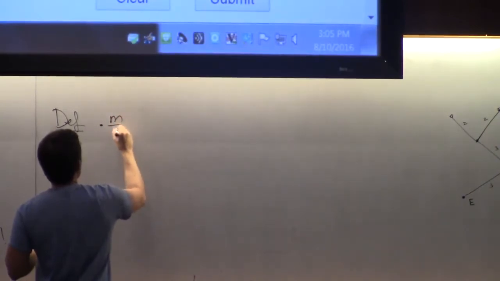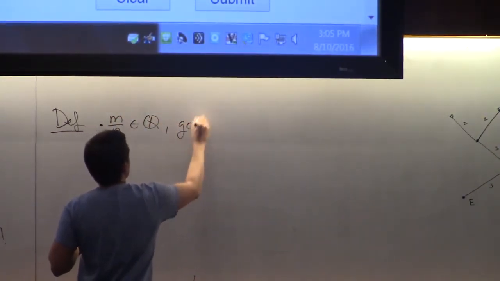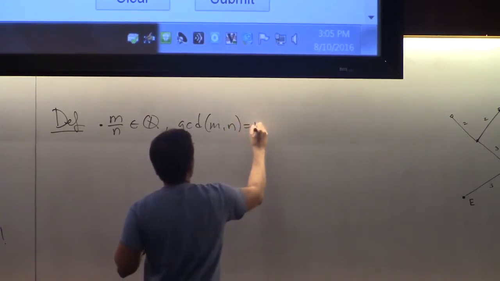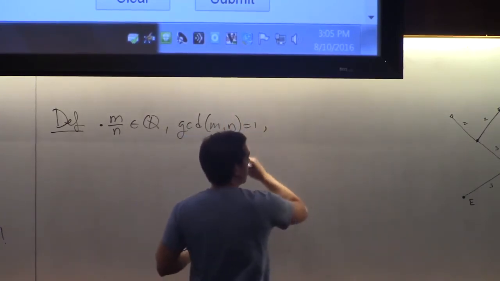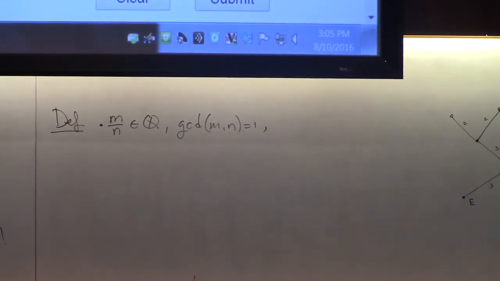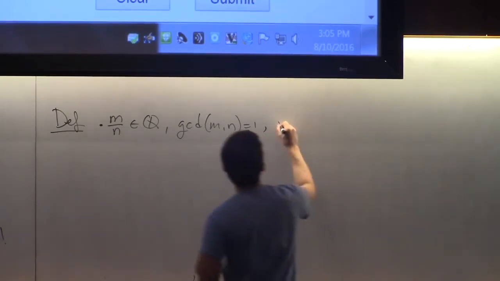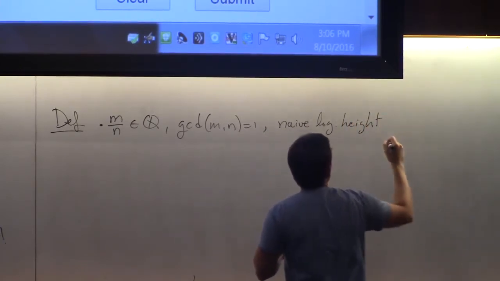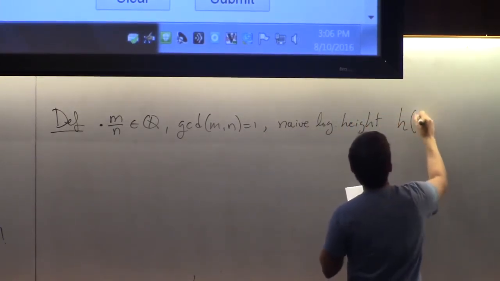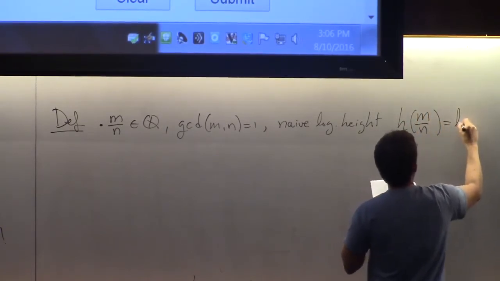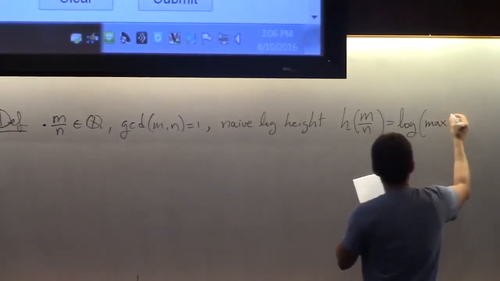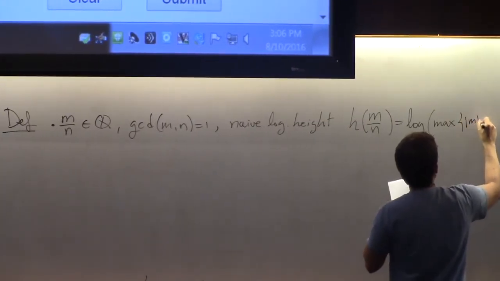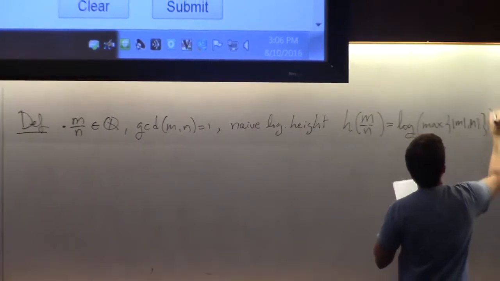First, I want the height of a rational number. So if I have a rational number in lowest terms, then the naive logarithmic height of my rational number is the log of the max of the absolute values of numerator and denominator, since I'm taking logs.